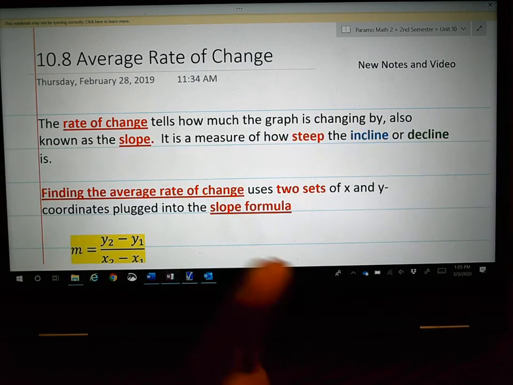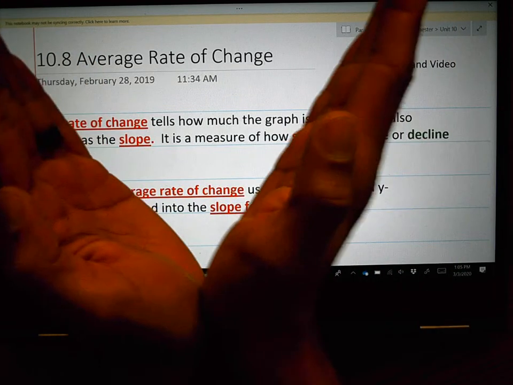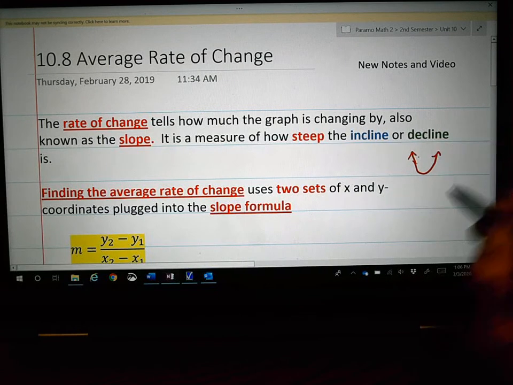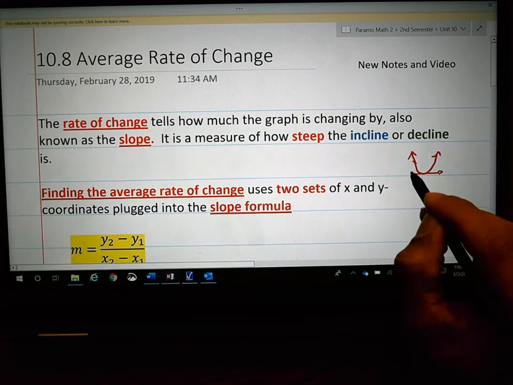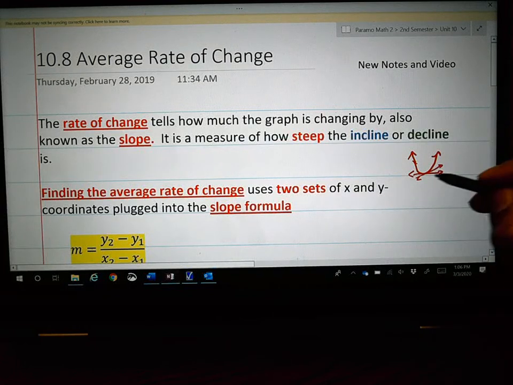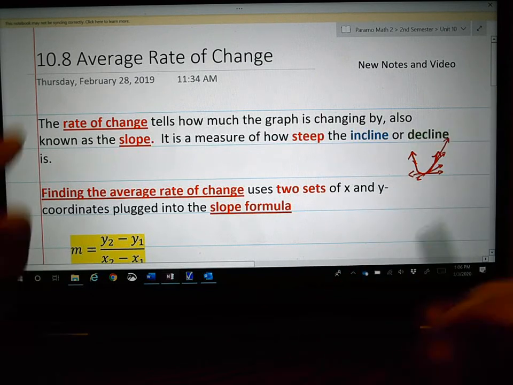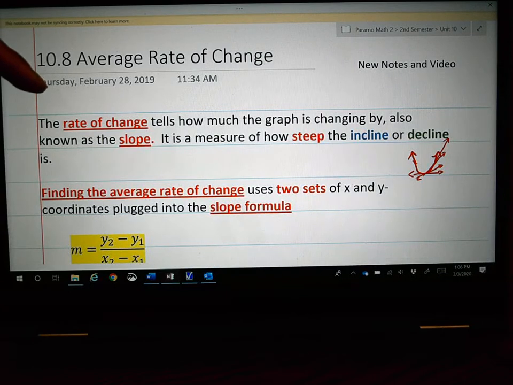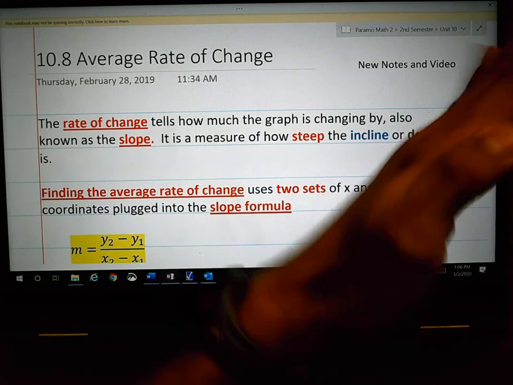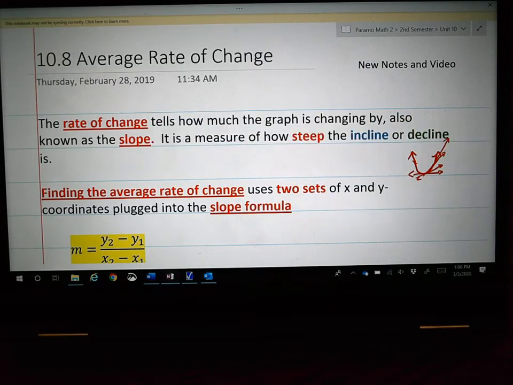What they want you to realize in this unit is that for parabolas, the slope changes as we go along the parabola. Think about this. The slope is 0, and the average rate of change might be like a 1, and then as you start going up, the slope changes. It gets steeper and steeper and steeper as you move alongside of that parabola. That's what we're going to be talking about, this rate of change. How much it changes by is basically a measure of how steep the incline or how steep the decline is.